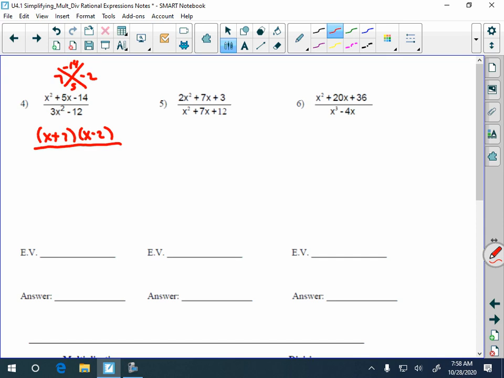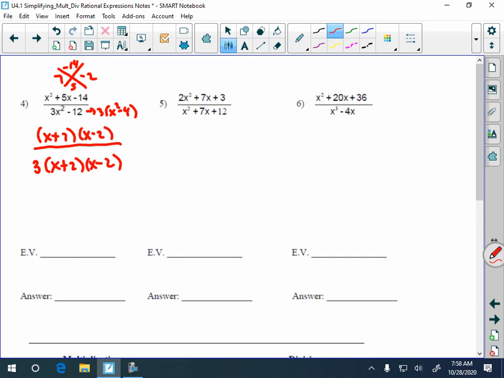On the bottom, I have to pull that 3 out. That's a GCF. I'm left with x squared minus 4. But x squared minus 4 is a difference of squares, so that's going to actually go further. So just like the other one, x plus 2, x minus 2.